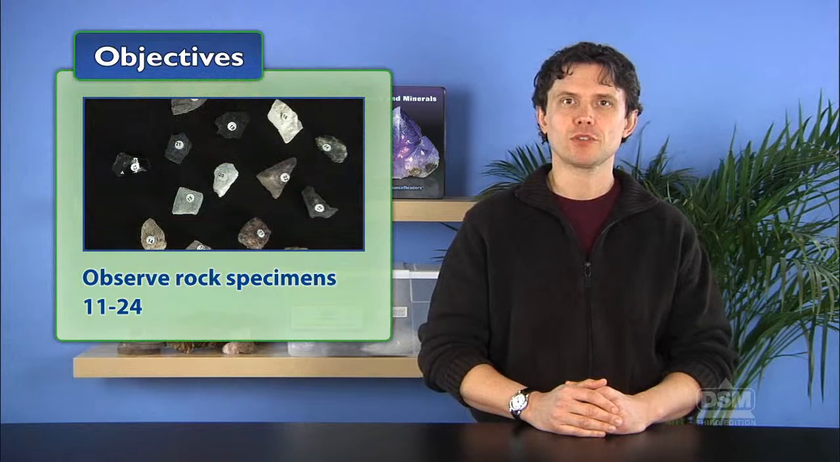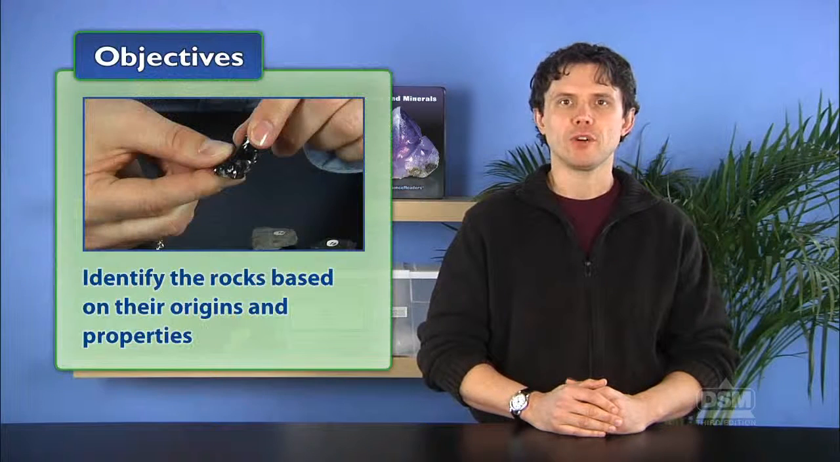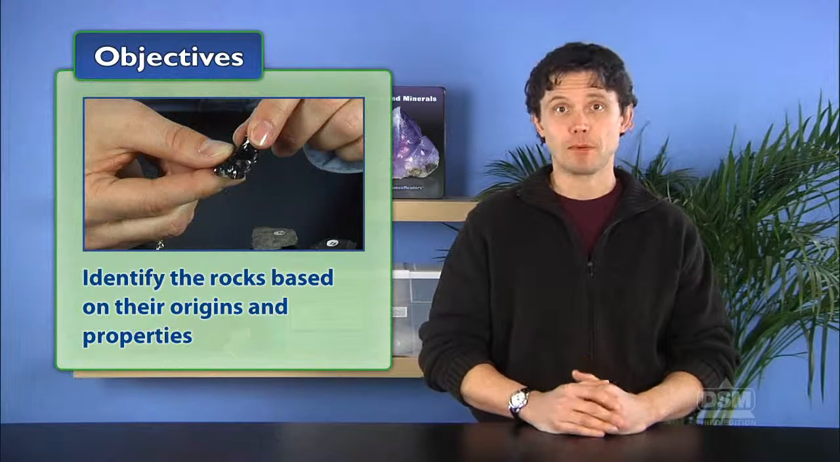In Activity 10, Identifying Rocks, students discuss the three ways in which rocks are formed in nature. They first observe rock specimens 11 through 24, and then identify the rocks based on their origins and properties.